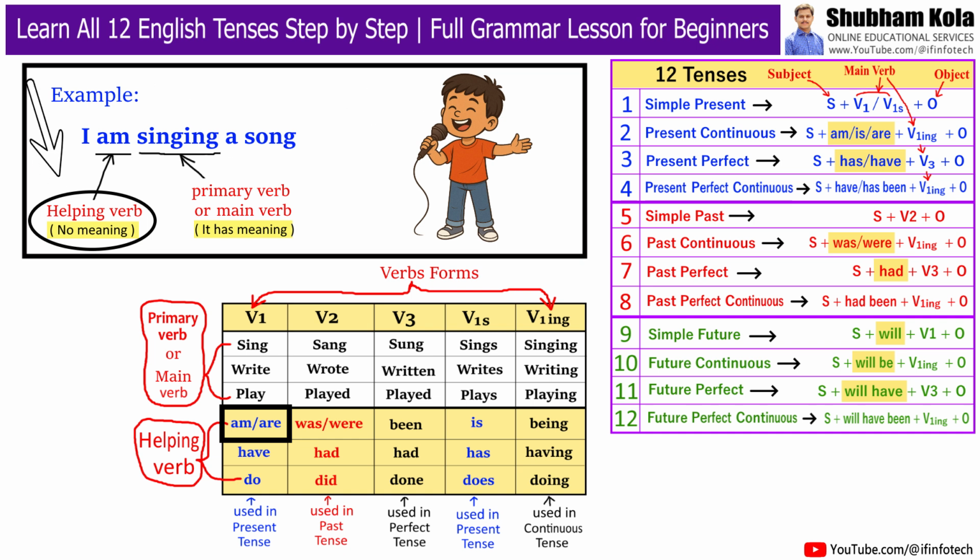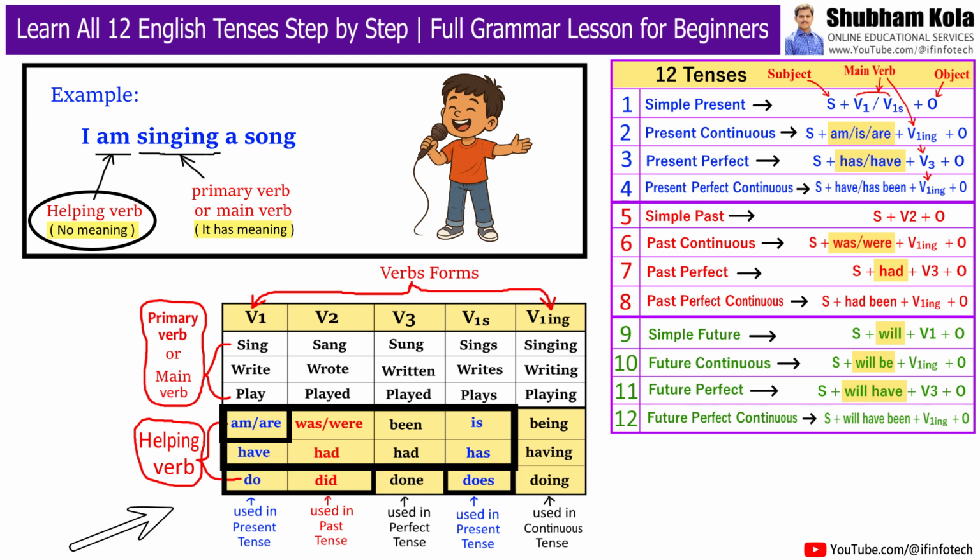Now we will see what a helping verb is. A helping verb is used to support the main verb. It doesn't show the main action, but it helps to show the time or type of action. And the examples of helping verbs are am, is, are, was, were, have, has, had, will, shall, do, does, did. These all are helping verbs.